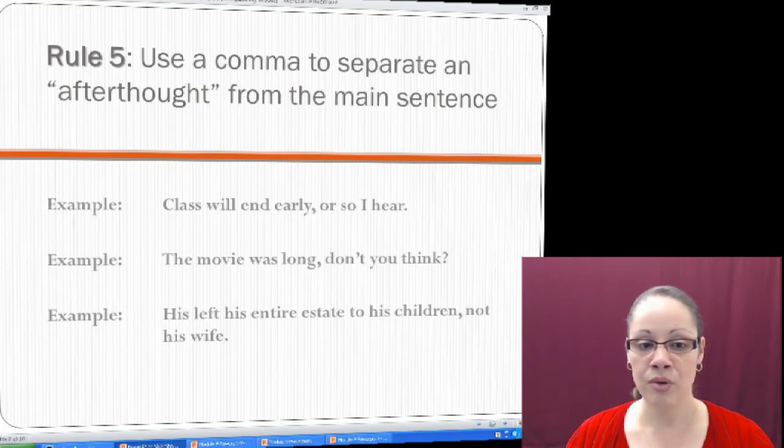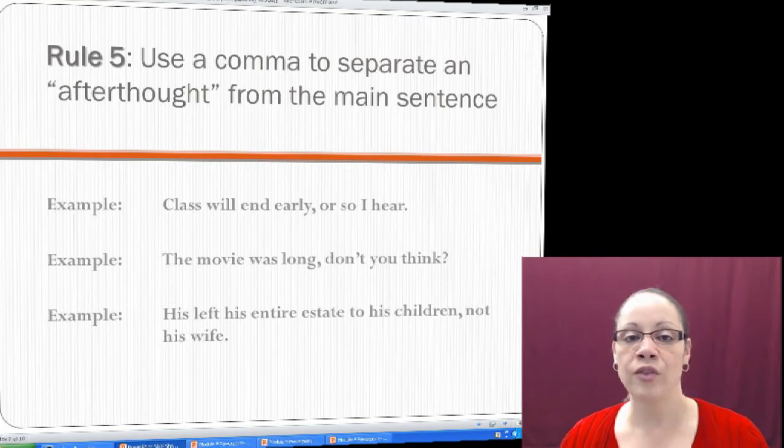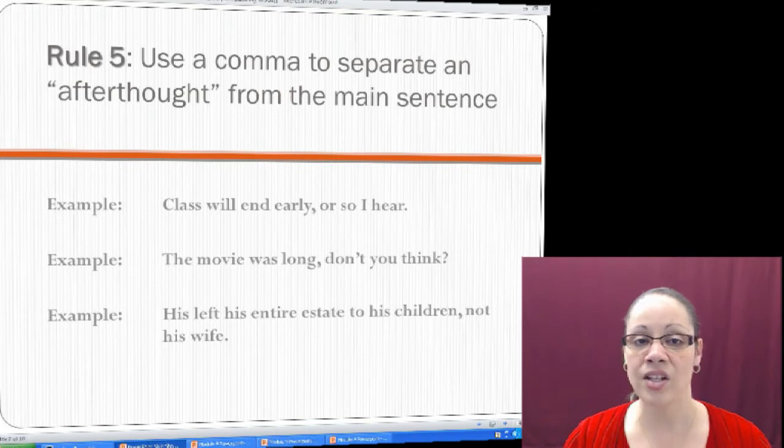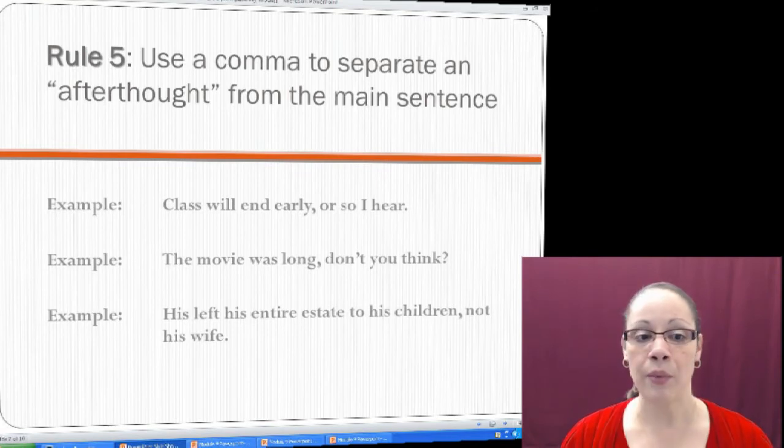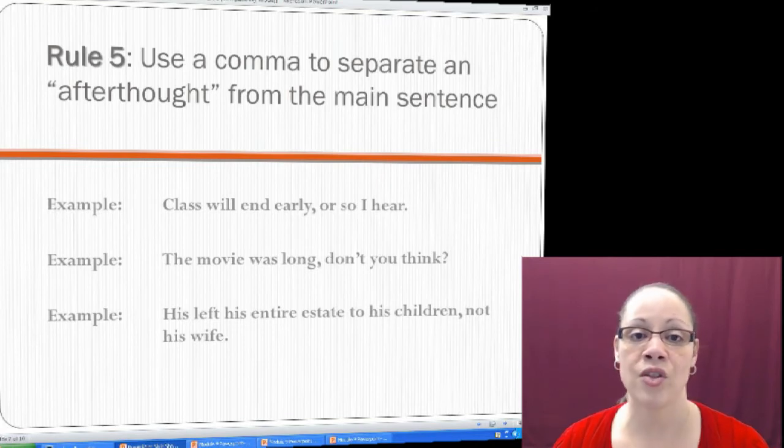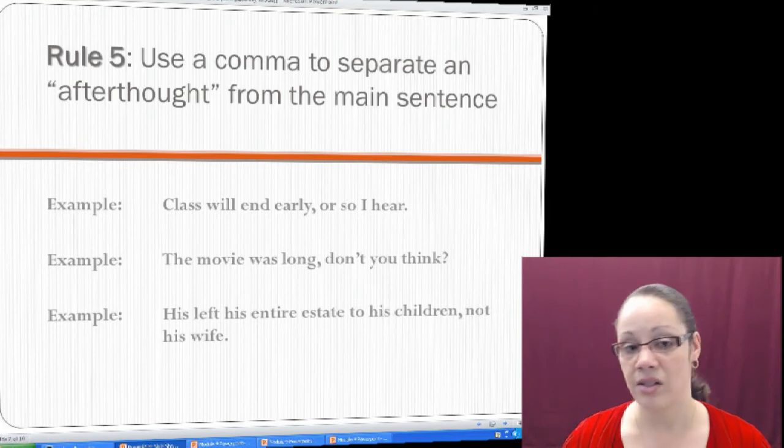The next example: the movie was long, don't you think? Don't you think is my afterthought. It comes after my main sentence, the movie was long, therefore I need a comma before the afterthought. Then my last example here is: he left his entire estate to his children, not his wife. Not his wife is my afterthought coming after my main sentence.